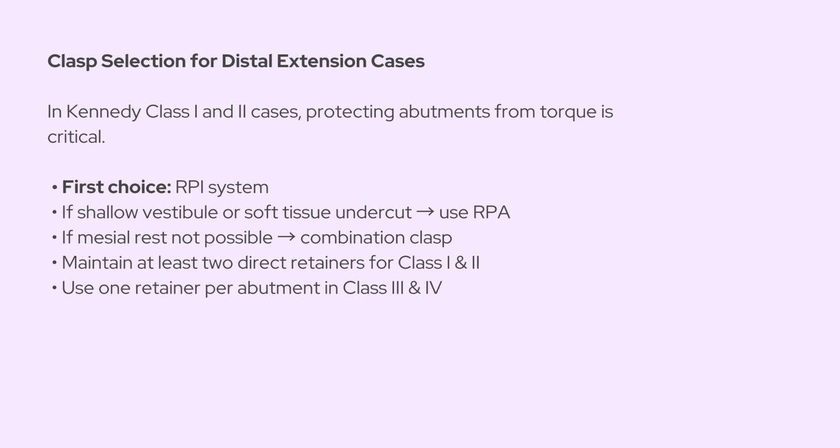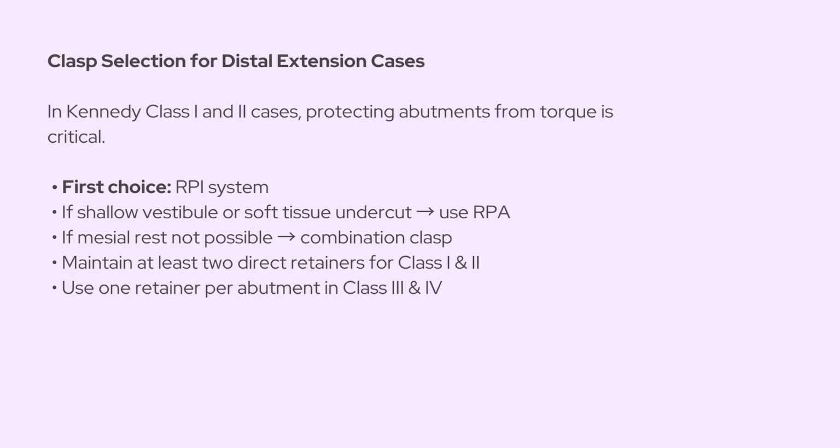For distal extension cases, so Kennedy Class 1 and 2, we really want to protect those abutments from torque. The first choice is typically the RPI system, but if the vestibule is shallow or there's a soft tissue undercut, we usually move to the RPA. And if the mesial rest isn't possible, like maybe there's a big restoration or a centric stop in the way, then we'll go with a combination clasp.